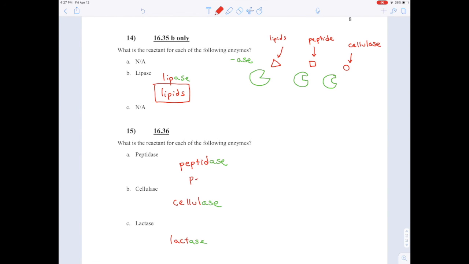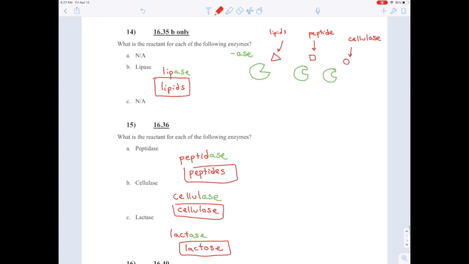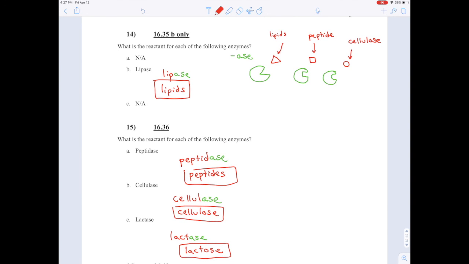Peptidases make peptides react faster. Cellulases make cellulose react faster. And lactases make lactose react faster. So those molecules that are in squares there are the reactants that the enzymes listed would make react faster, so in order to meet a body's needs.